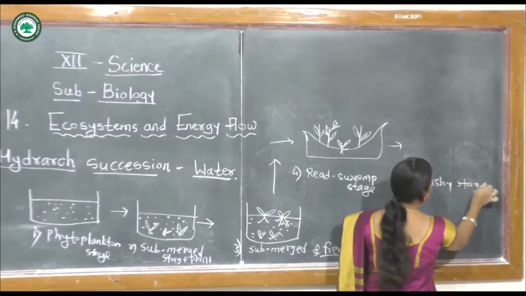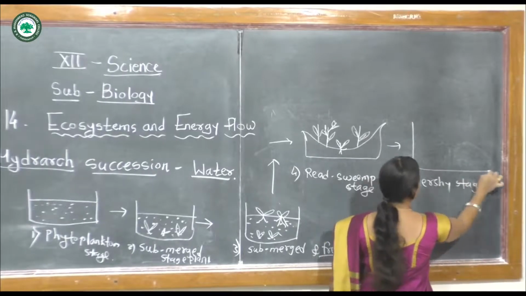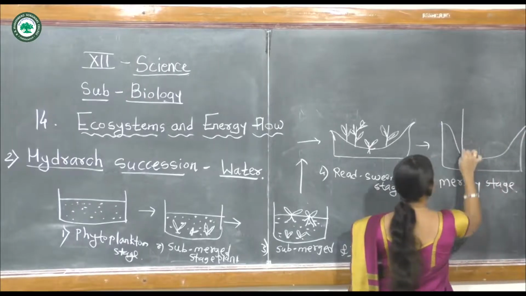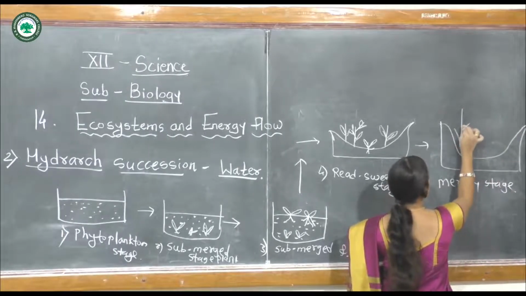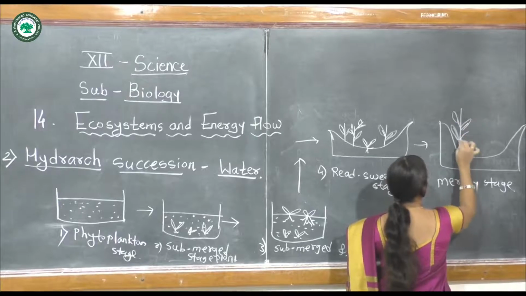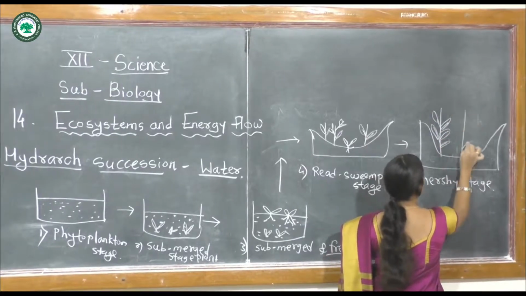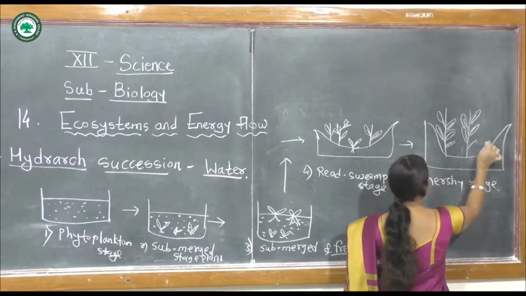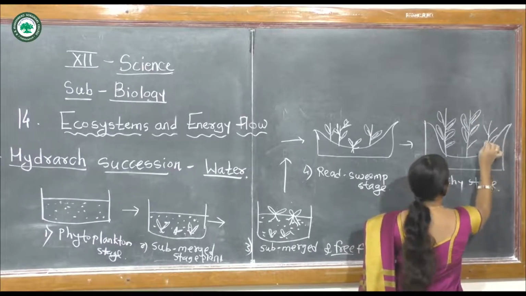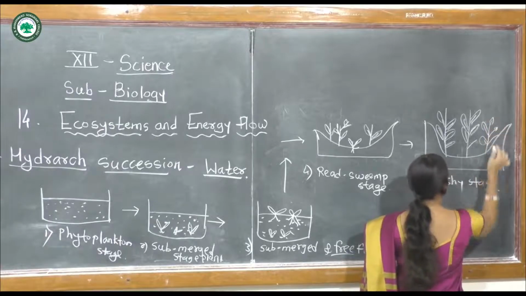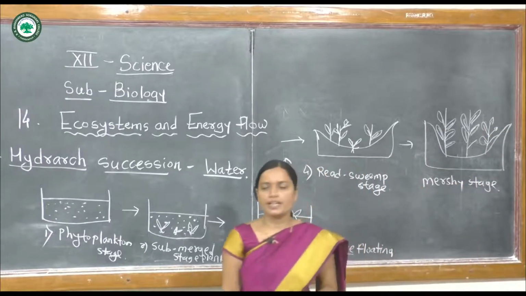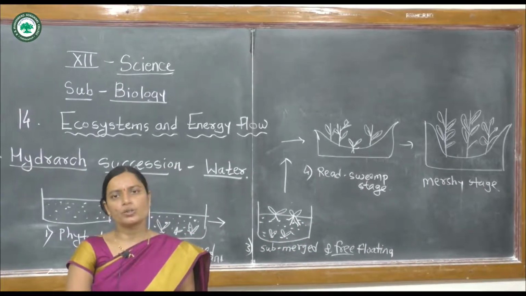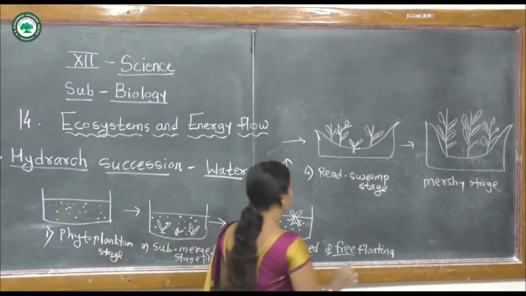In the marshy meadow stage, the plants increase in height. Later comes the shrubby stage, and the shrubs are converted into the climax forest.